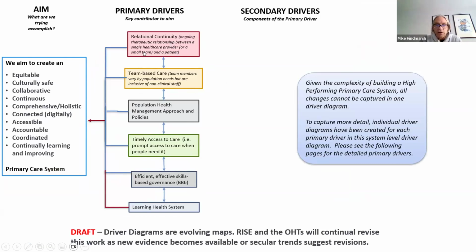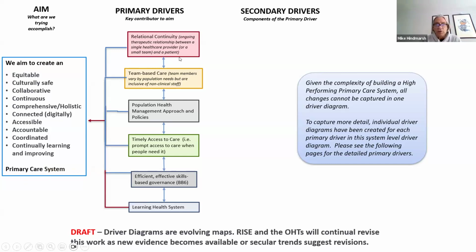Let's talk about the primary care drivers. And I'd give a caution here on all of these driver diagrams. Driver diagrams tend to evolve over time as we learn more and as literature changes and based on feedback from you folks as you're starting to do this work. So while we've got these primary drivers here, they may change over time, but for the most part, we feel that we've captured what's involved in terms of our aim statement, and that is to create the primary care system with all of these attributes.